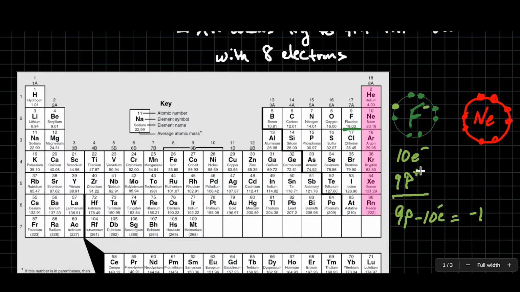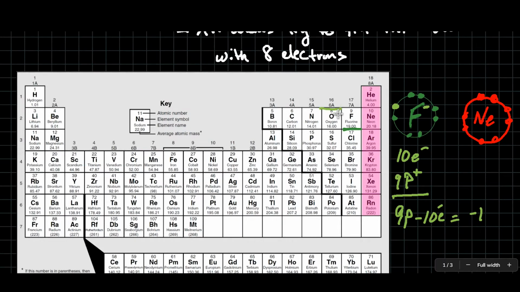You guys follow me there? It has an extra electron. That electron has a negative charge, a -1 charge. And so this ion, the fluorine ion, is F -1. Yeah?